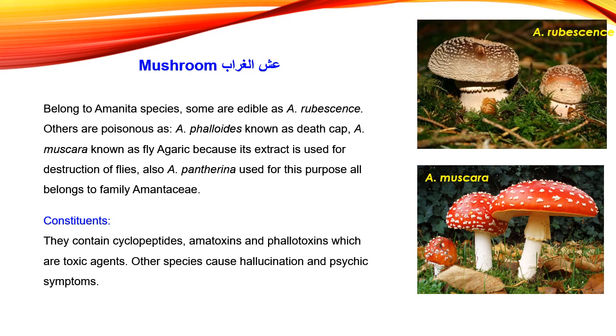This is a photograph of Amanita rubescens and Amanita muscaria. All belong to family Amanitaceae. The toxic mushrooms contain peptides and cyclopeptides, amatoxins and phallotoxins. Other species contain hallucinating agents and psychic agents causing psychic disorder and hallucination. So some species are used for hallucination.